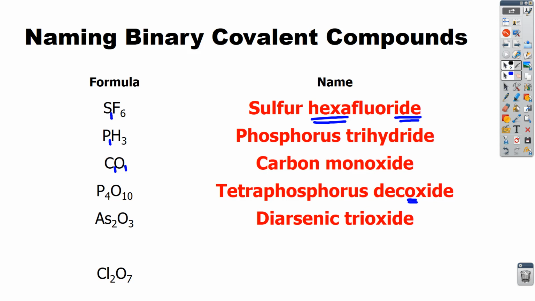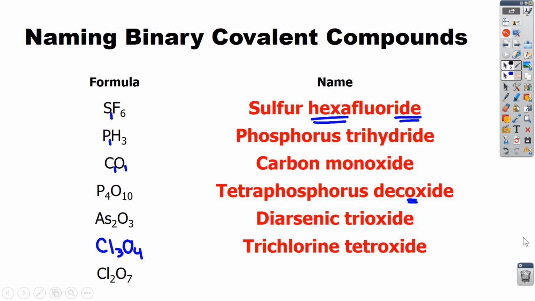And my last one, Cl. This here is Cl3O4. That's trichlorine tetroxide. Notice the A is dropped for the oxide. And the last one, I have 2 chlorines for every 7 oxygen, dichlorine heptoxide. That A is dropped as well.